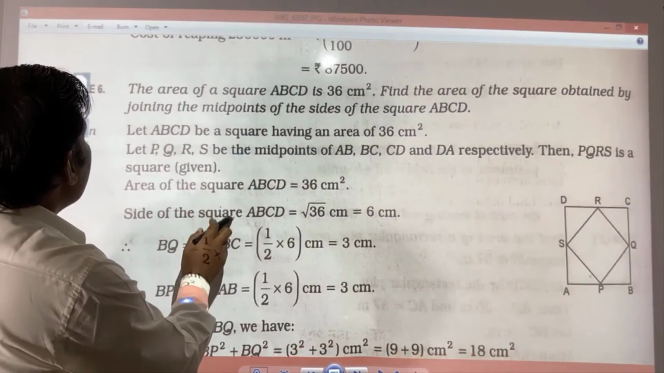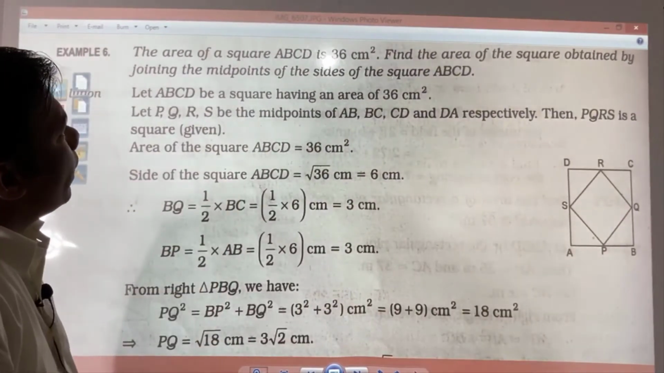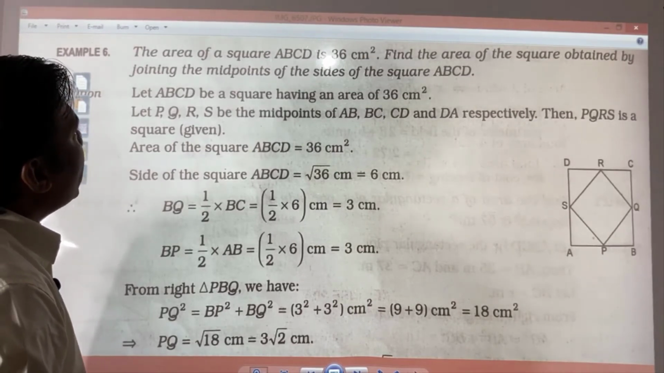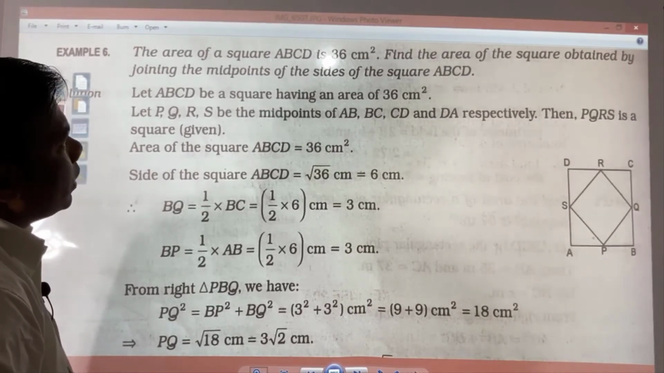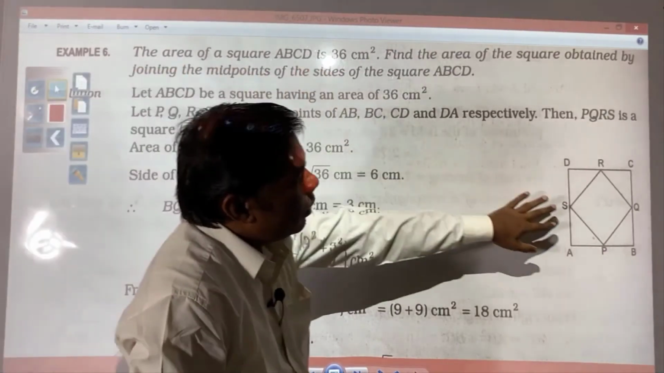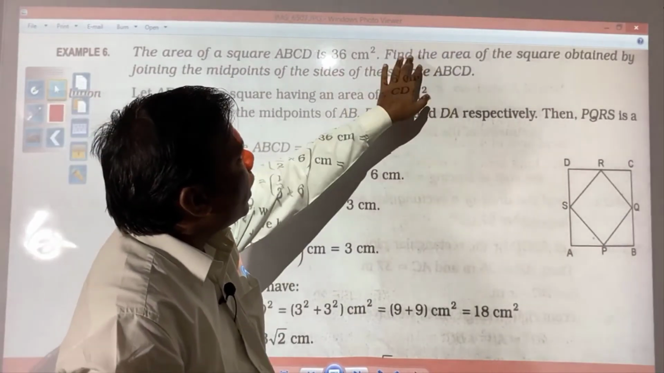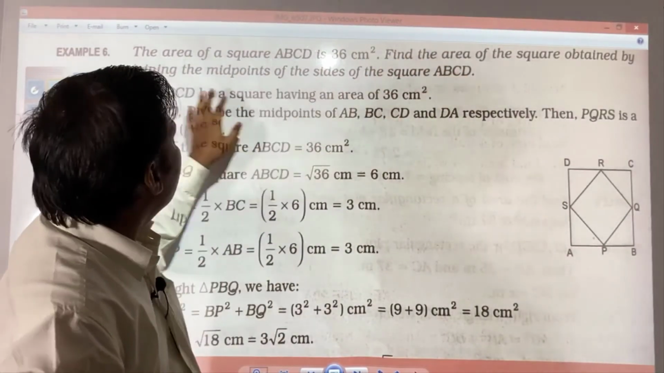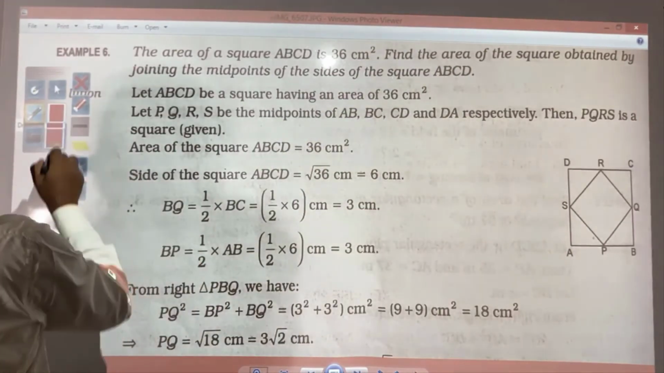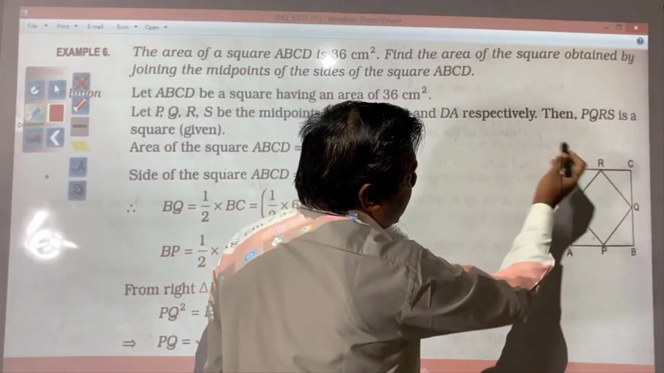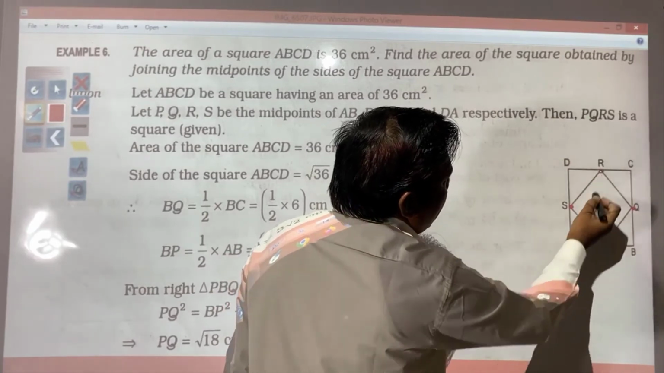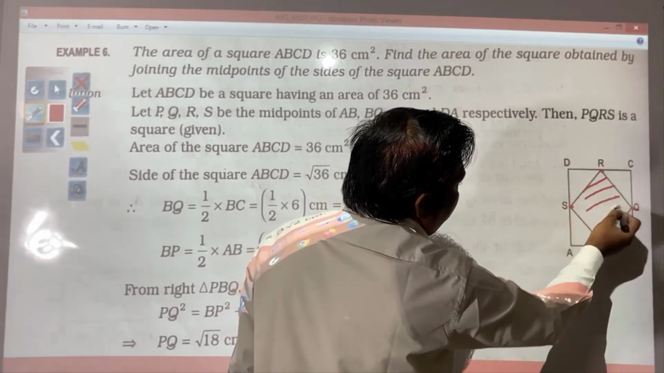Question number 6, you see. The area of a square ABCD is 36 cm square. Find the area of the square obtained by joining the midpoints of the sides of the square ABCD. The area of the square ABCD has been given, that is 36 cm square. You need to find the area of the square obtained by joining the midpoints. Suppose in this figure you will try to understand. Suppose ABCD was a square and midpoints are these, and this has been joined, and you need to find out this area.